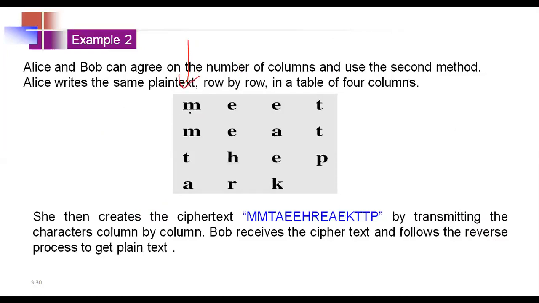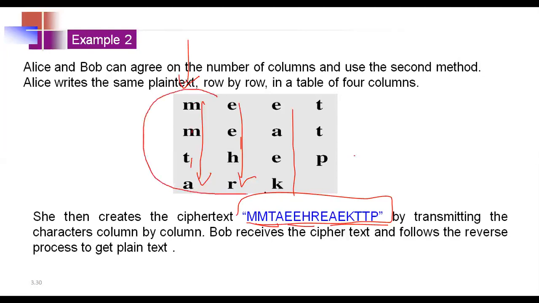At the time of reading, if you read the first column first, the first sequence is MMTA, then EEHR, then EAEK, like that. So this is the ciphertext. Alice creates the ciphertext for the plain text "meet me at the park", and its equivalent ciphertext is this one, by transmitting the characters column by column.